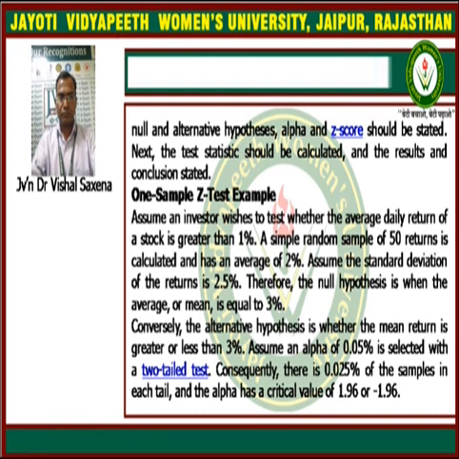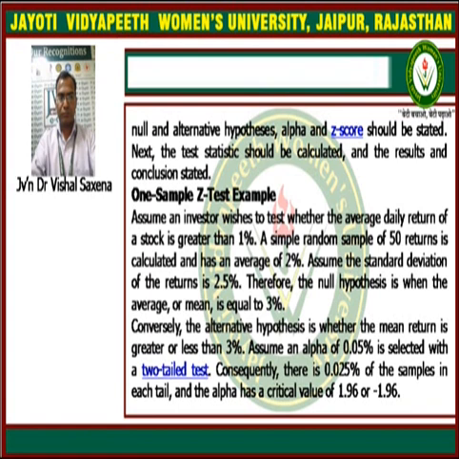One sample Z test example. Assume an investor wishes to test whether the average daily return of a stock is greater than 1%. A simple random sample of 50 returns is calculated and has an average of 2%. Assume that the standard deviation of these returns is 2.5%. Therefore the null hypothesis is that the average or the mean is equal to 3%. Conversely, the alternative hypothesis is whether the mean return is greater or less than 3%.